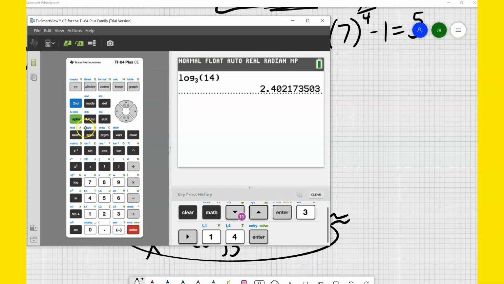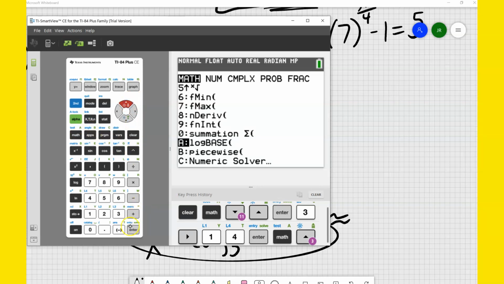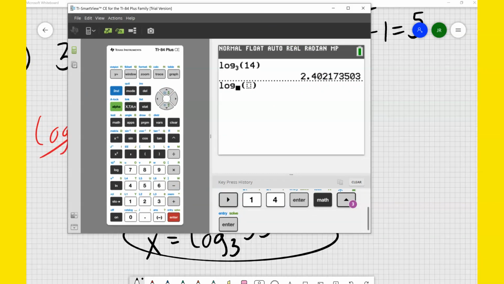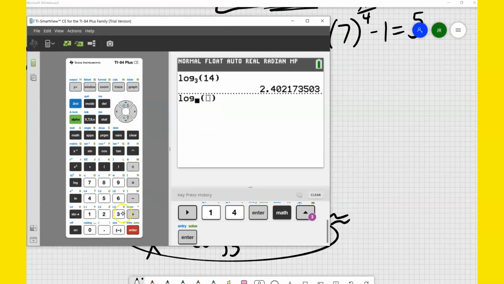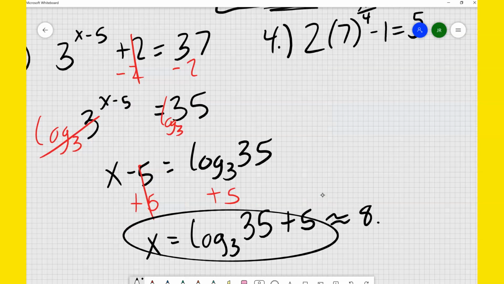Log, let's see here, what is it? Go to Math. Go to log base, and what was our base? Log base 3 of 35. Log base 3, and then 35 goes in that parentheses. And get out of the parentheses so you're not part of the log anymore. And then do plus 5. And that gives us our decimal approximation, which is 8.24. So just be aware of what the system wants you to type in.